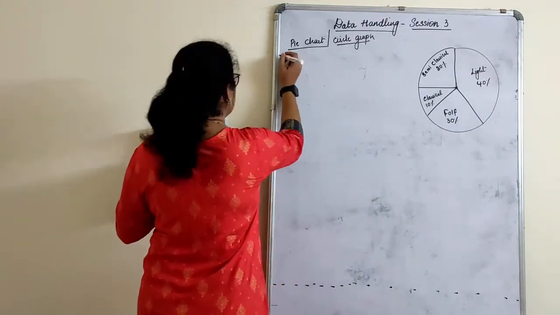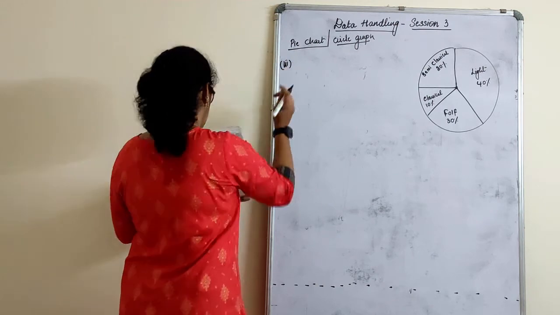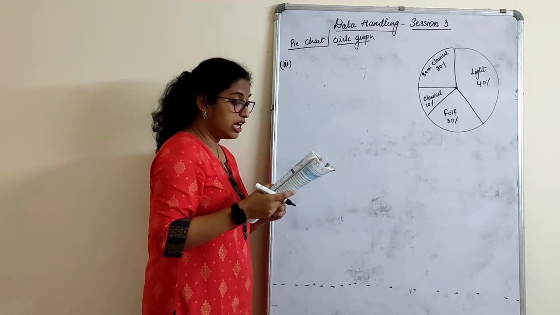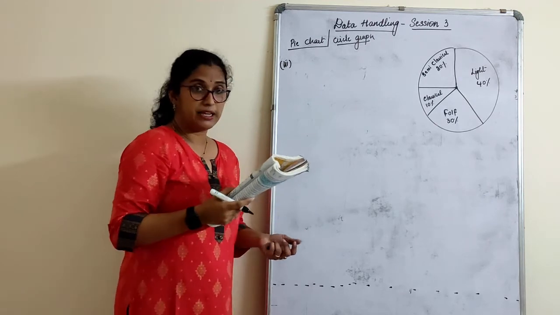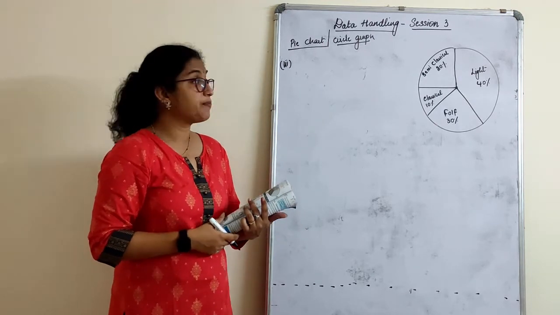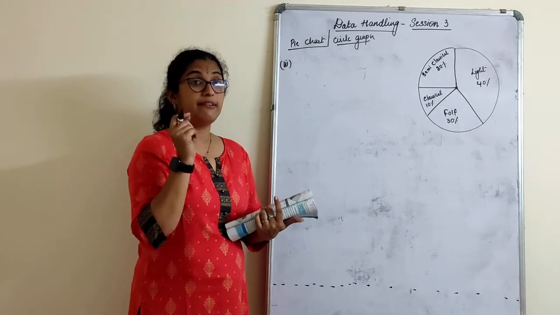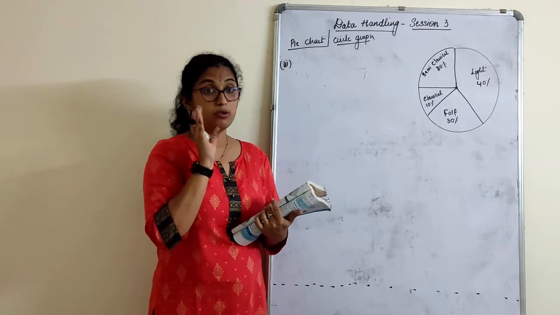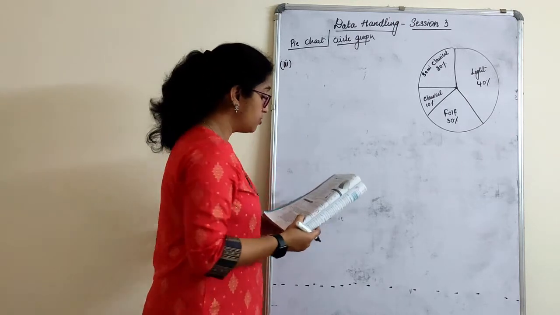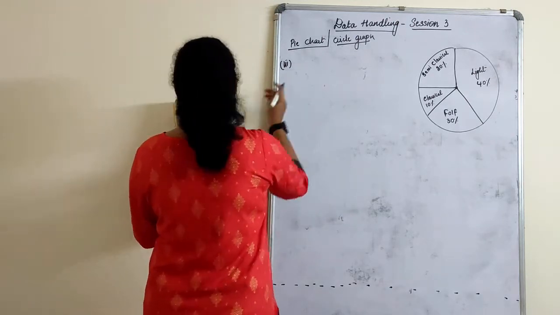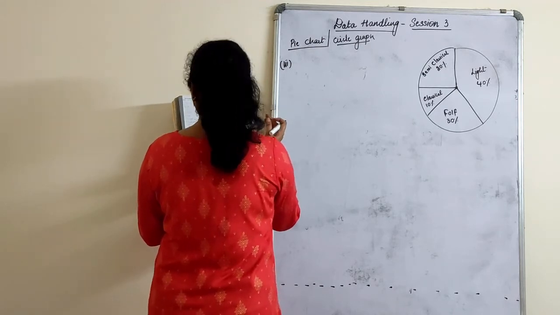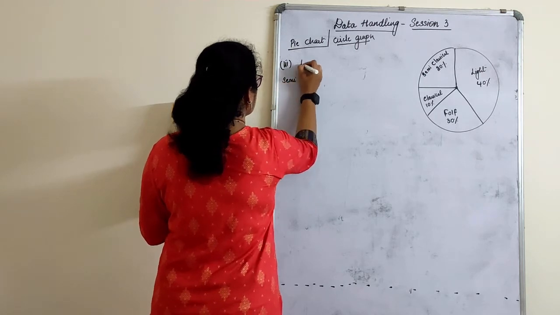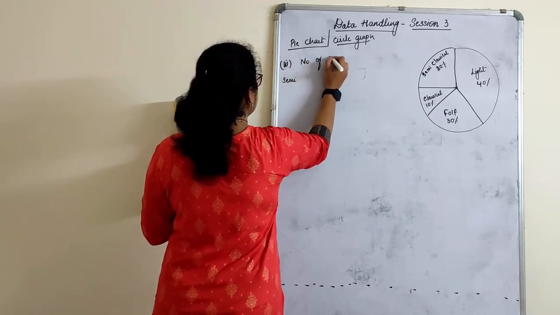And the third one: if a cassette company were to make 1000 CDs, how many of each type would they make? They will make the number of CDs keeping in mind how many people will like what. Only those many CDs will be made. So let us first of all write that. First, let's take semi-classical, number of CDs.